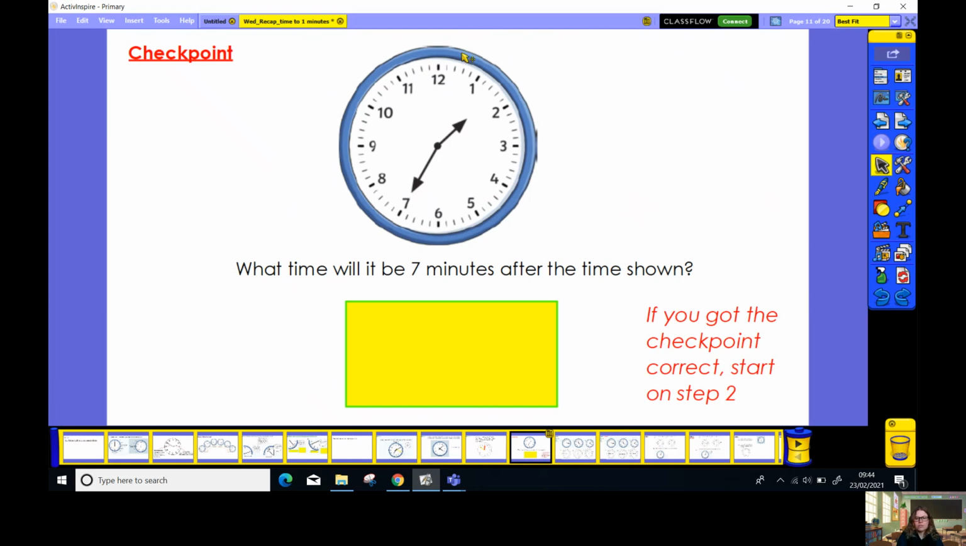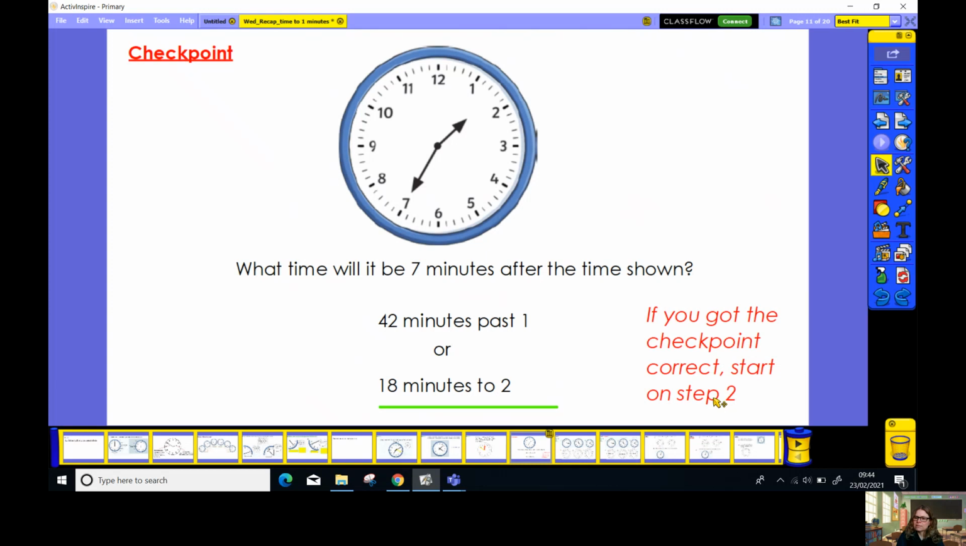Well done. So you can see that the time here, it has been 1 o'clock, it's gone past, now it is working towards 2 o'clock. It is at the moment 5, 10, 15, 20, 25 minutes to 2. 7 minutes time after the time shown would be 42 minutes past 1 or 18 minutes to 2. Let's see if that's correct. I count on 7, 5, 6, 7.